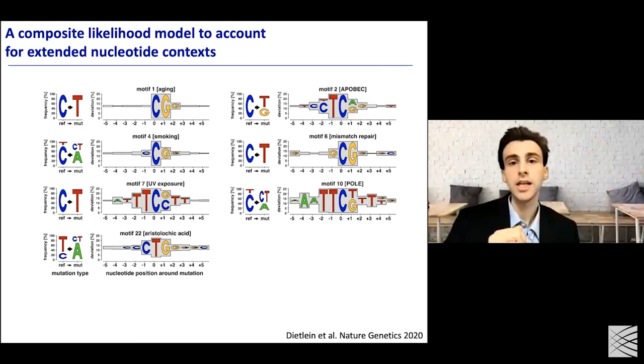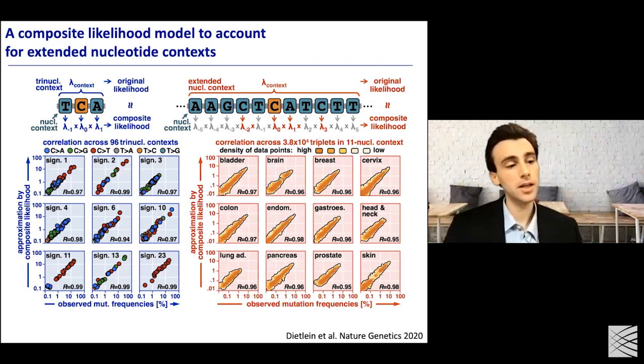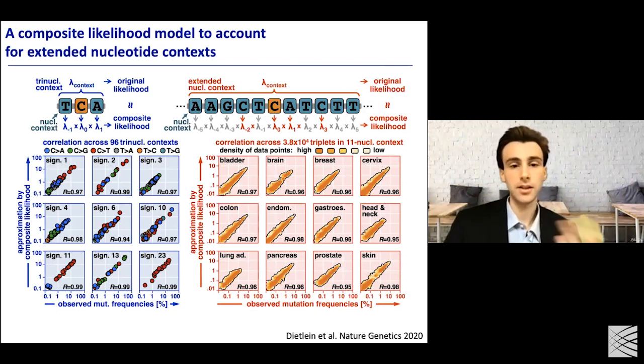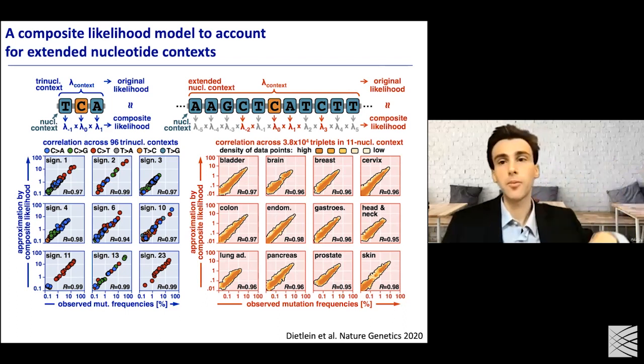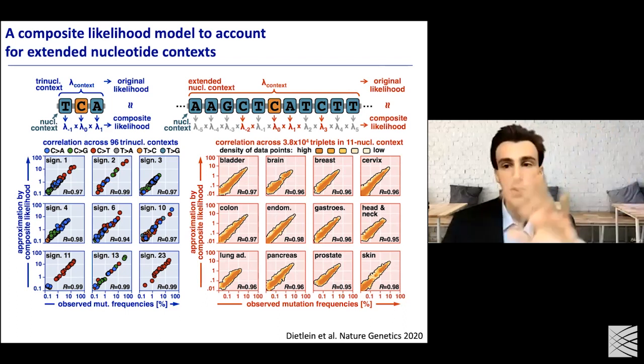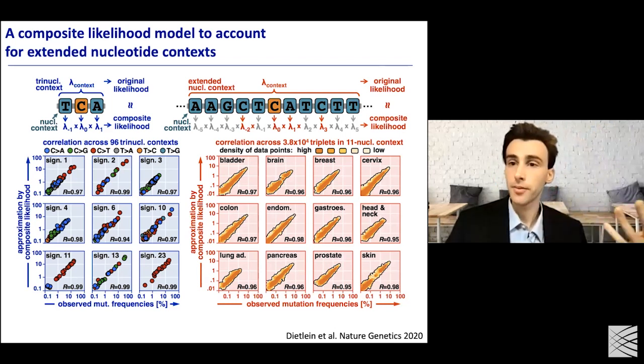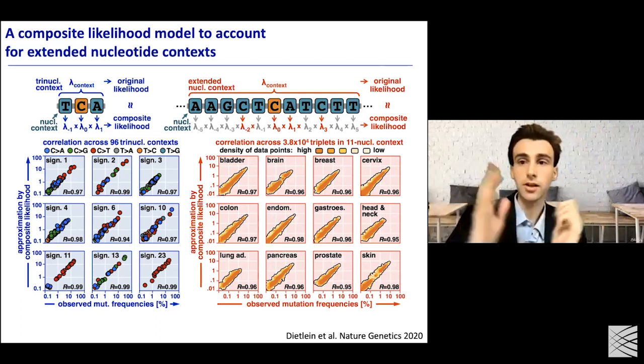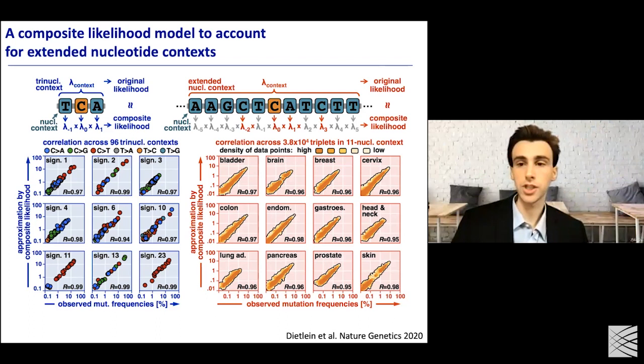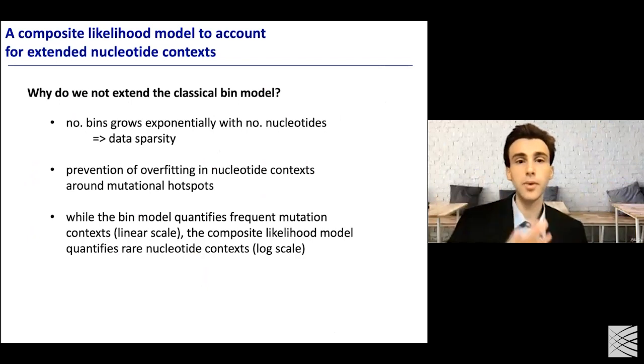But for other signatures, it does turn out that the context is important. I'll skip a little bit through that, but what this diagram shows you: on the x-axis, on the left side, we had the classical mutation signatures and the observed mutation frequencies. On the y-axis, we had the expanded model. If we reduce this again to trinucleotide context, our model is not different from the previous model. If you restrict it to the trinucleotide context, it just expands this more generally into the expanded nucleotide context.